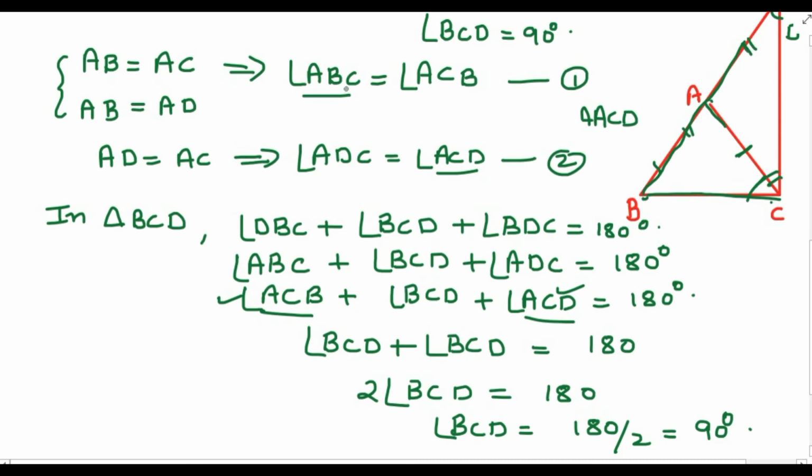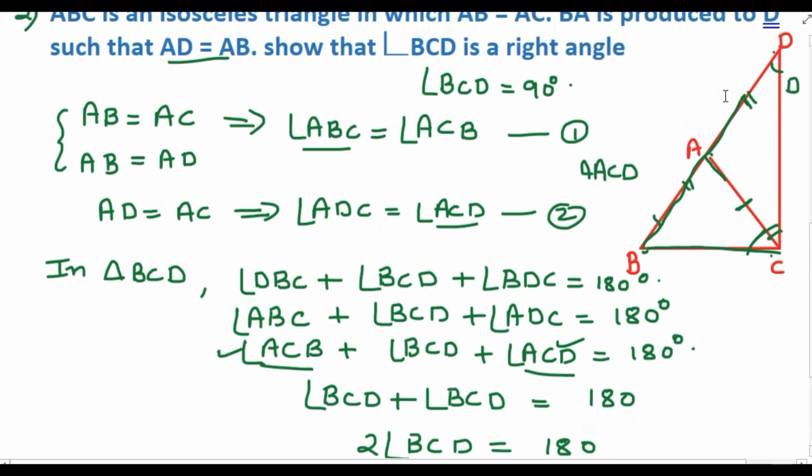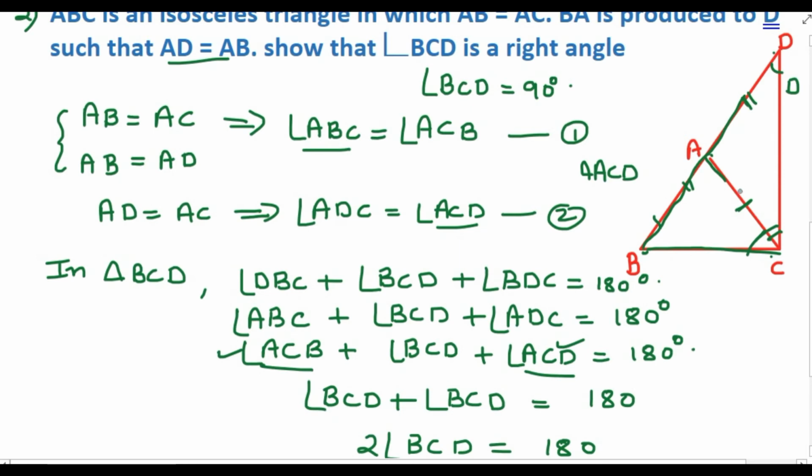So we have written that angles opposite to equal sides of a triangle are equal. Same way, AB equal to AD they have given. Left side is equal, therefore right side will also be equal. So from this triangle I can write the angles opposite to equal sides of the triangle are equal.